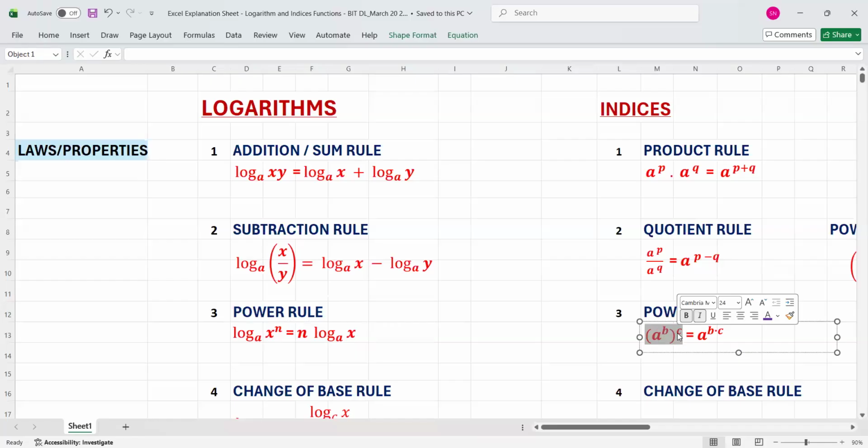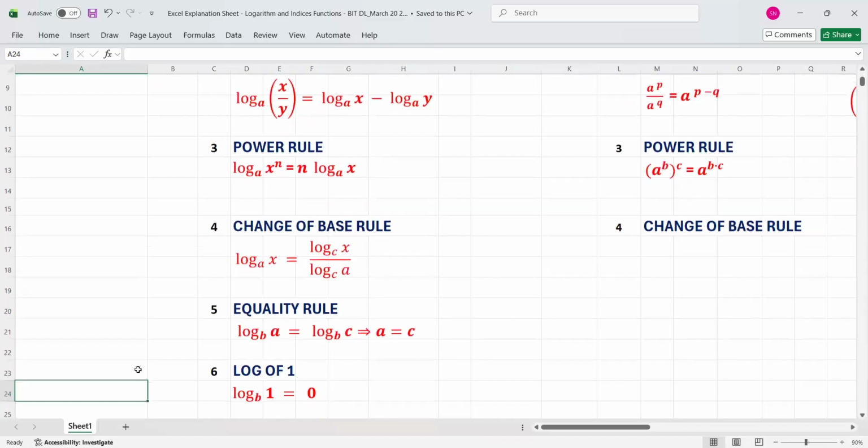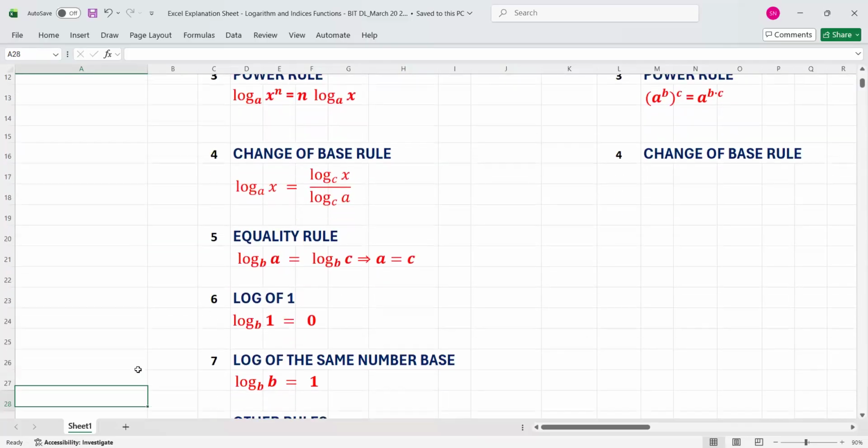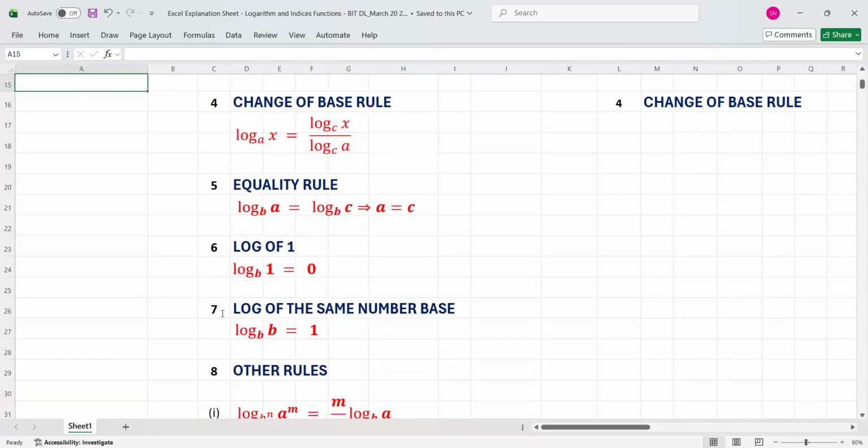And there are some rules, all the way up to rule number 10, that you need to be familiar with, but we don't necessarily always see them in questions. So the first one is number 4. How do you change the base of a log? Maybe when you are solving questions, you may come across something like this: change of base.